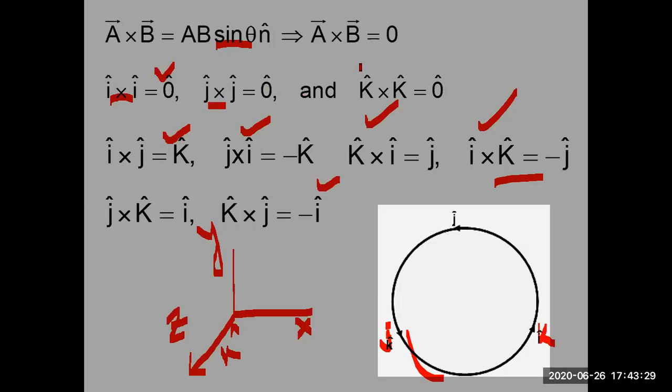Because in the case of the cross product, you write sine theta. For K cross K, one unit vector parallel to another unit vector, the angle is 0, so it gives 0. But in the case of I cross J, it will be equal to K, the third one. If you rotate in this direction, J cross K will be equal to I, and K cross I will be equal to J. So if you reverse the order, then it will be a minus sign.